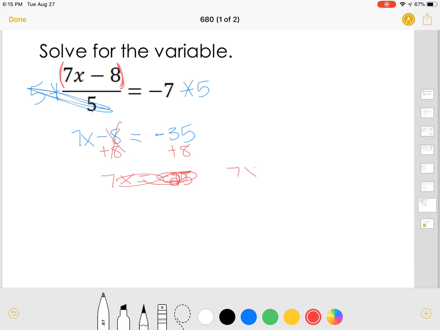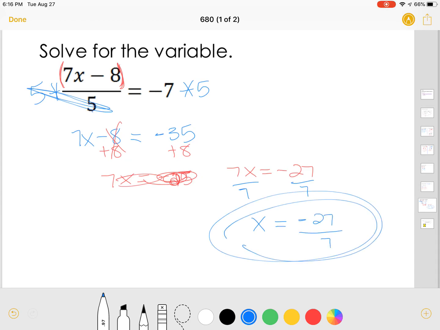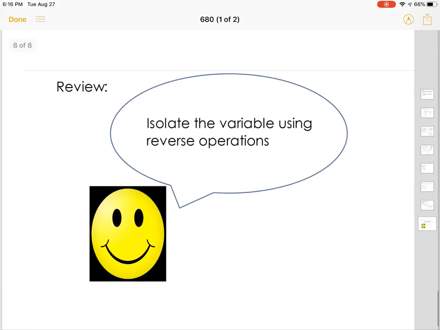All right, here we go. 7x equals negative 27. And then we are going to divide by 7 because divide is the opposite or the inverse of multiplication. So our final answer is x equals negative 27 divided by 7. And that is our final answer.